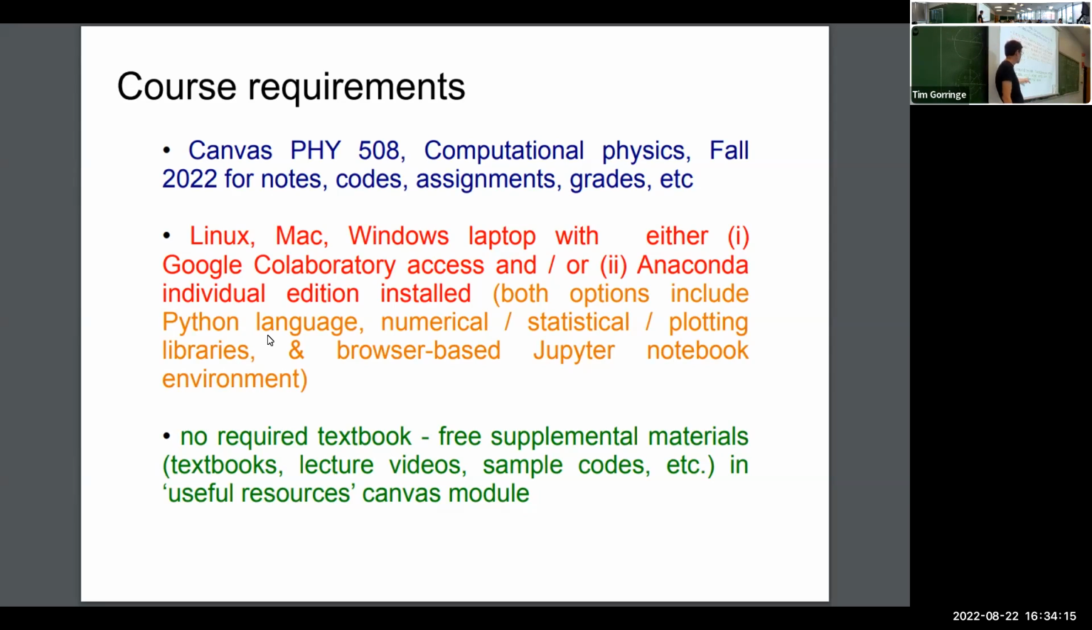There's no textbook required for the class, but there are online free textbooks, so I put some links in a Canvas page. I also put some links to other things like Python libraries on our Canvas page. Any questions on that? Okay.